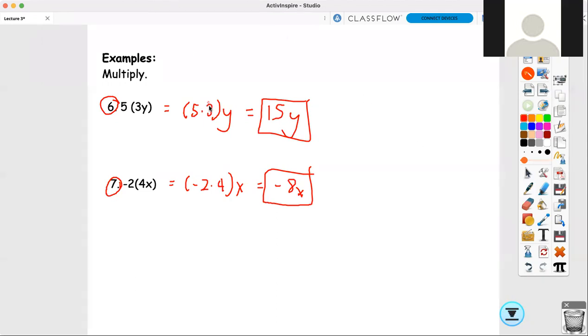Because technically we're multiplying three things here. We're multiplying the 5, the 3, and the y. The -2, the 4, and the x. But we don't know what x and y is, so that just stays with whatever these numbers multiply to. Okay, guys? That's very important here. Technically, we're distributing the 5 to this, but there's only one thing in the parentheses, so that's why we only have one arrow in this example.